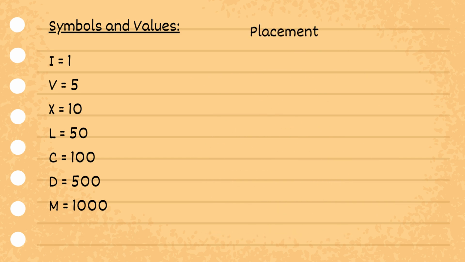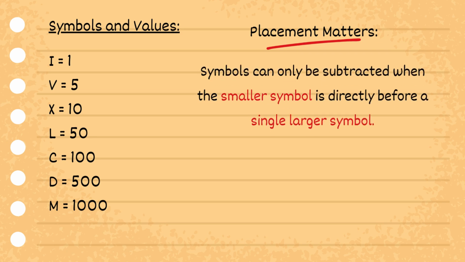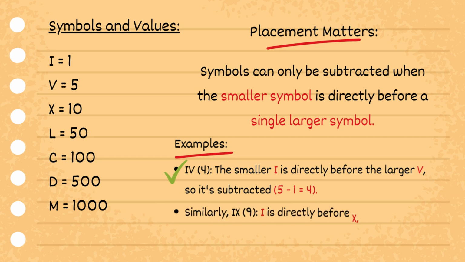Now, in Roman numeral rules, the placement really matters. Symbols can only be subtracted when the smaller symbol is directly before a single larger symbol. For example, IV is 4, because the smaller symbol I is directly before the larger symbol V, so it's subtracted. 5 minus 1 is equal to 4. Similarly, IX is 9 because I is directly before X, resulting in subtraction. 10 minus 1 is equal to 9.